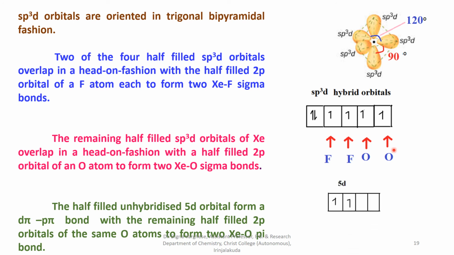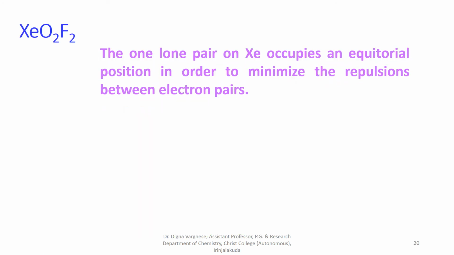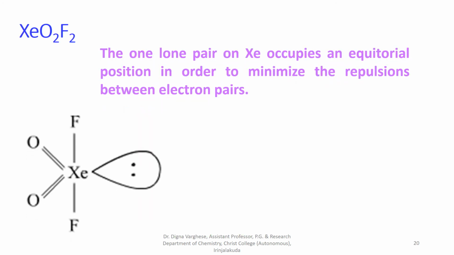The half-filled unhybridized 5d orbitals form dπ-pπ bonds with the half-filled 2p orbital of the same oxygen atom, forming 2 Xe-O pi bonds. The lone pair on xenon occupies an equatorial position in order to minimize the repulsions between electron pairs.